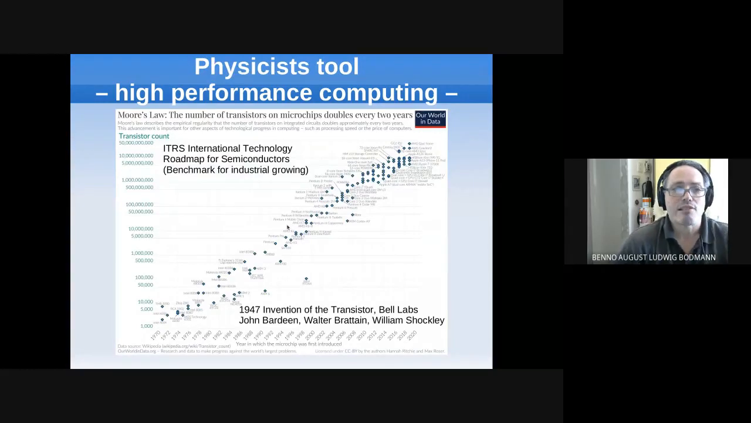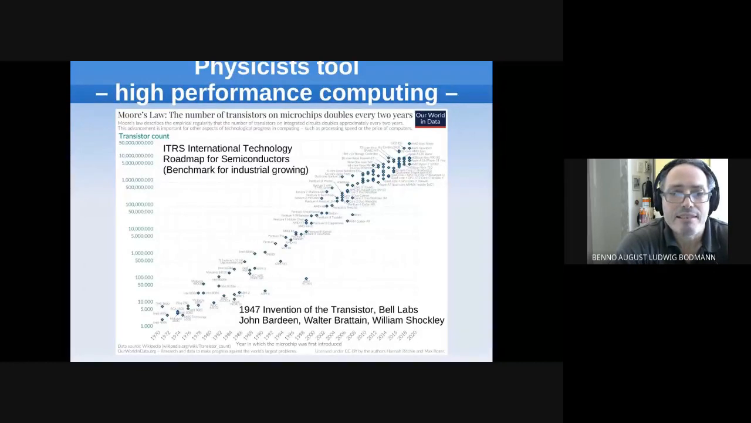So everybody knows Moore's law. Moore's law says that the number of transistors in microchips doubles nearly every 2 years. And this was invented by the International Technology Roadmap for Semiconductors. It serves somehow as a benchmark for industrial growth. So it is not a law in principle. It is somehow a benchmark where the industry would like to go. So it is not very convincing as a general law.